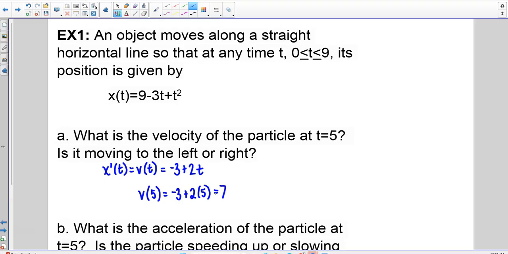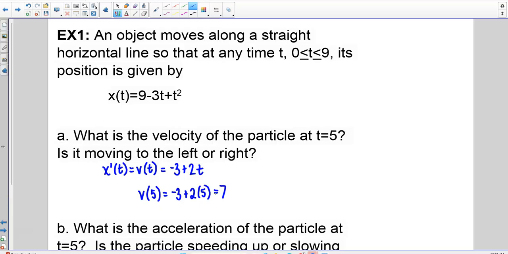Okay, so our velocity is 7. This is also an easier problem because it has no units on it, right? They didn't give us any units, so you don't have to worry about if this is miles per hour, feet per second, meters per day, whatever. Just leave the units off because I didn't put units in the problem. So we got v of 5 equals 7.